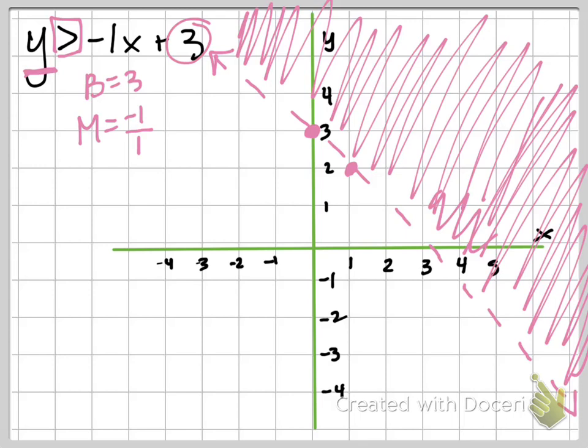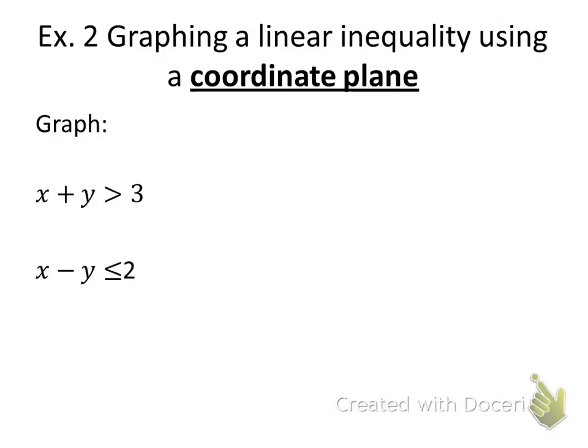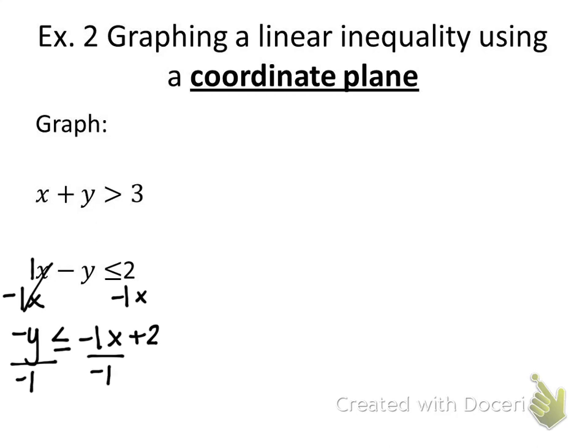Okay, now let's do the next one. First of all, I've got to get it in y equals mx plus b form first. So I've got to move the x. Well, what's the number in front of x? It's a positive 1, so I subtract 1x on both sides. But I'm still left with negative y is less than or equal to negative 1x plus 2. So I've got to divide everything by negative 1. What happens when I divide by a negative? I have to flip my sign. So I have y is greater than or equal to 1x minus 2.